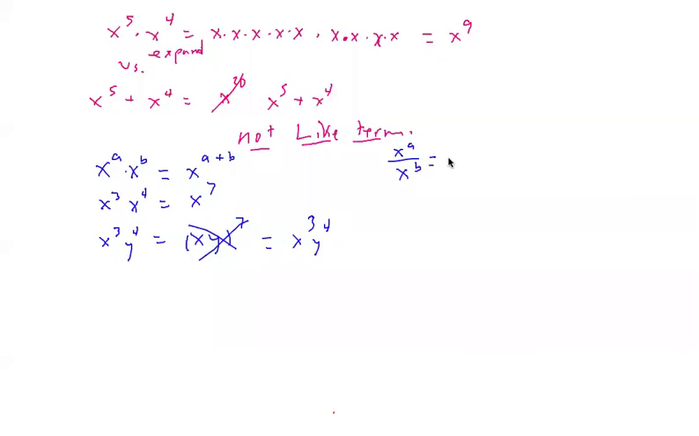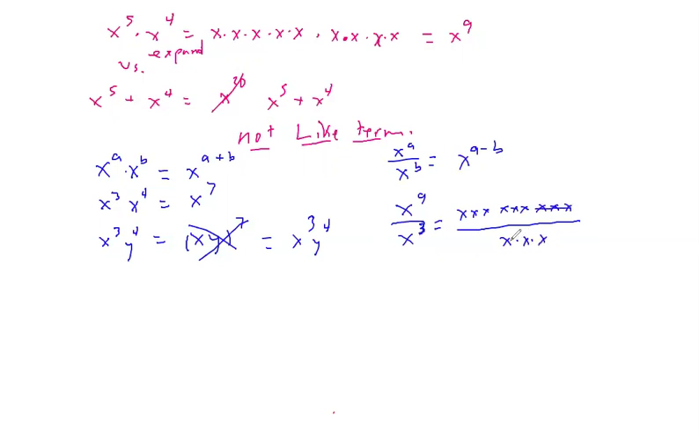What about division? X to the a divided by x to the b. Well, that will be x to the a minus b. This is really easy to see. For instance, if I've got x to the 9th divided by x to the 3rd, well, I've got x, x, x, x, x, x, x, x, x. I've got 9 factors of x divided by 3 factors of x.